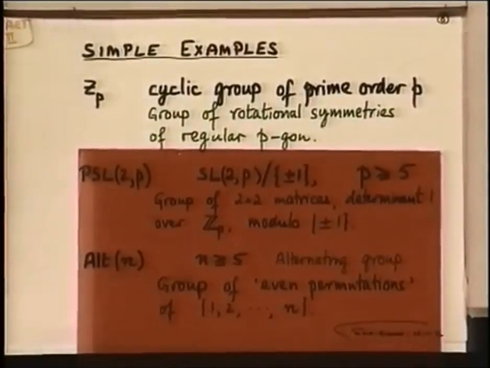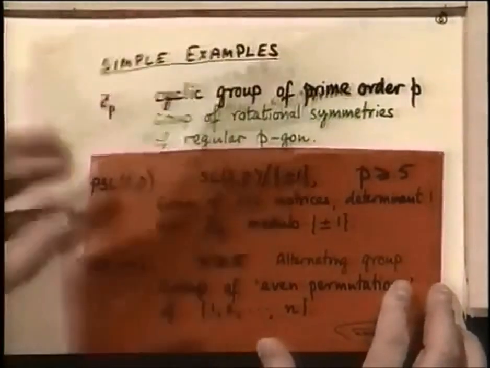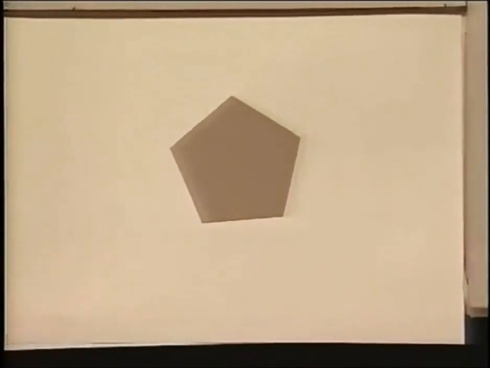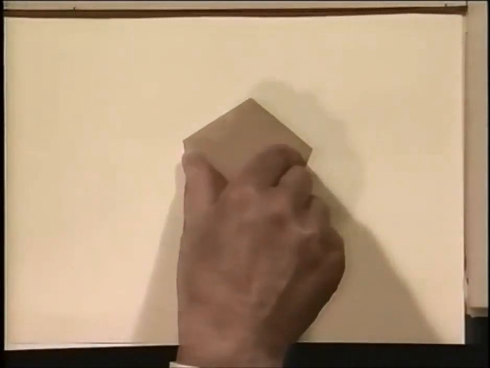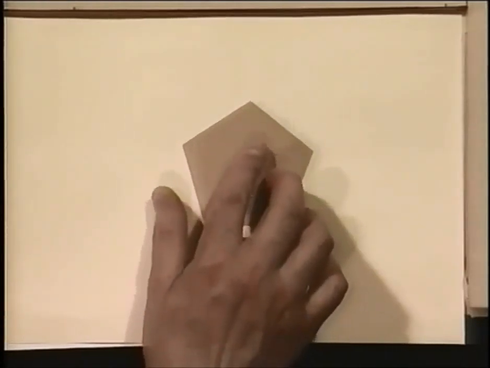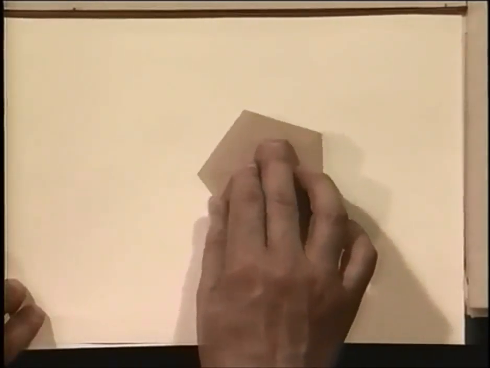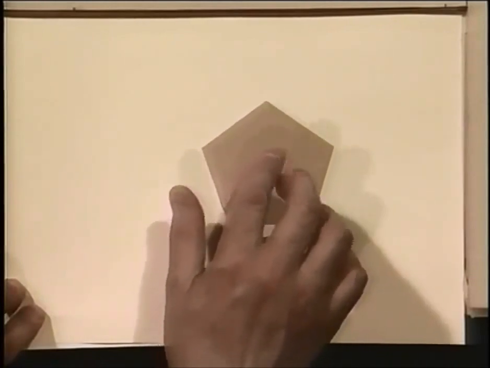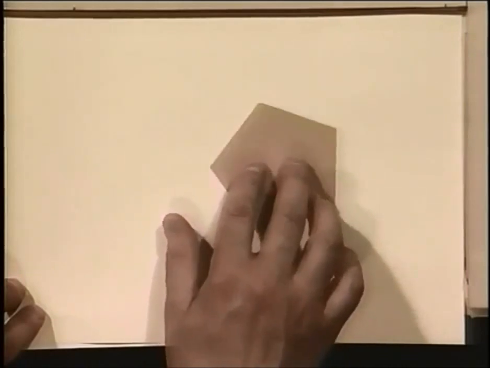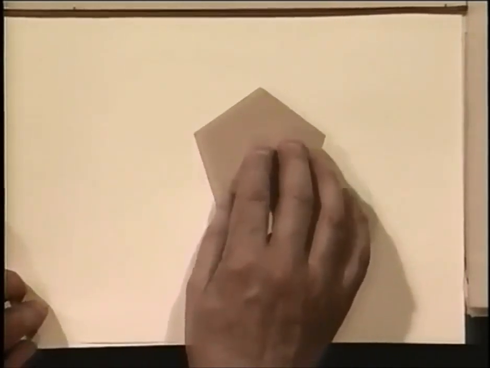How do I describe this? Well, one way is to think of it as the group of rotational symmetries of a regular p-gon. Here is a regular 5-gon, a regular pentagon, and what I'm talking about is the group of rotational symmetries. I can leave the pentagon alone. I can rotate it through 1/5 of a turn, 2/5 of a turn, 3/5, or 4/5. I've got 5 operations I can do.